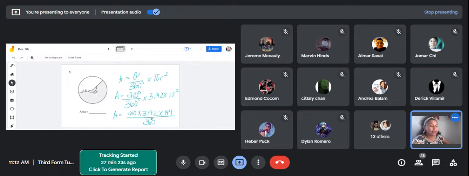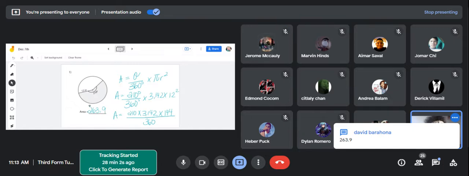Go ahead and do this in your calculator and give me a response. Do the multiplication: 210 times 3.142 times 144, equal sign. Then you divide by 360. 263.9.